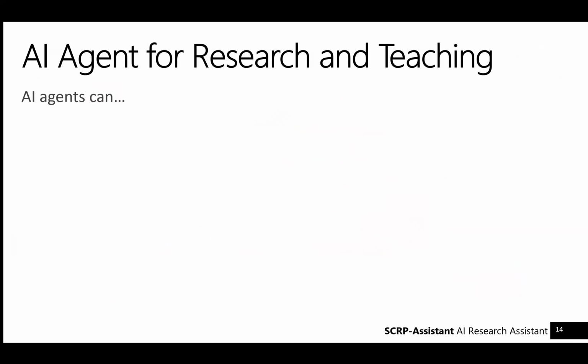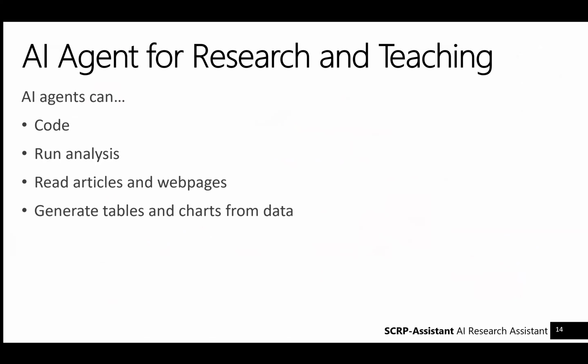So what can AI agents do? They can do a lot of things. We'll demonstrate them today. Coding, that's what they were originally designed for, but they can run analysis, read articles and web pages, generate tables and charts from data, write reports. They can even grade assignments. This is something you have to be careful about. We'll demonstrate what some of the dangers might be. But yeah, you could.